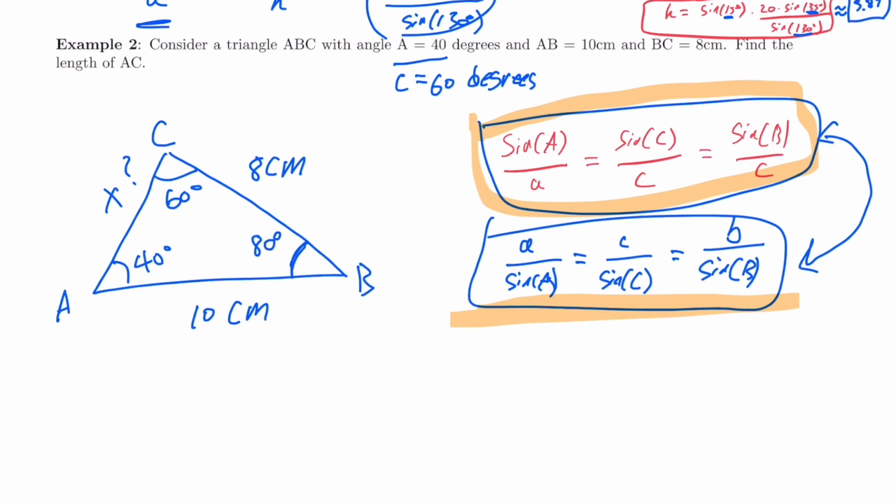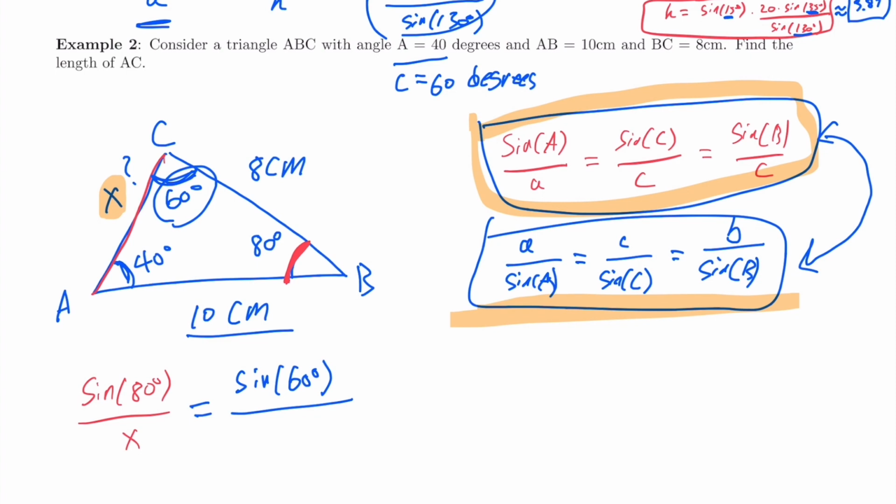Okay. So how do you find length x? We have to use law of sines. So what we know, the sine of this angle over x is part of law of sines, right? Over x equals, now we can use any of them. We can use sine of 40 or sine of 60. Let's use sine of 60 because we know sine of 60 from the unit circle, right? So sine of 60 over 10 centimeters.